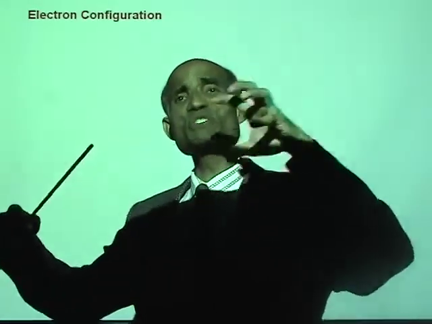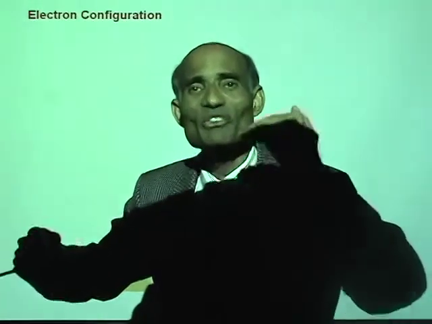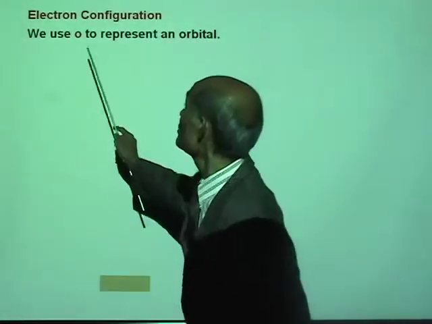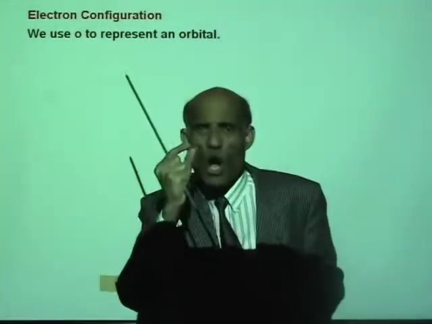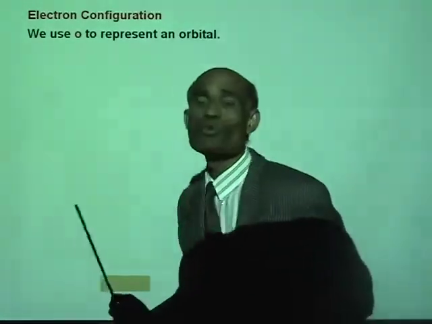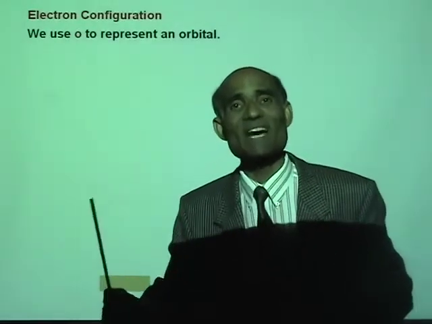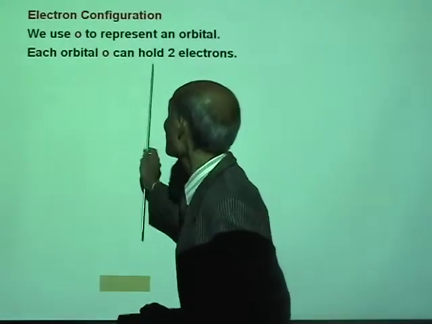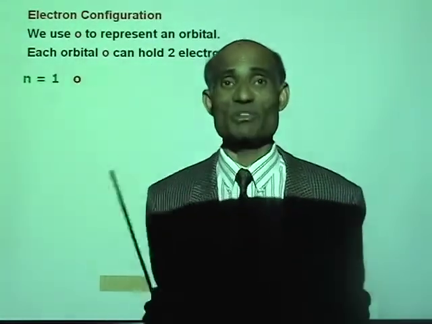Well, we will now use this concept to build what is called electron configuration. Now, what is the meaning of electron configuration? How are the electrons actually distributed around the nucleus? That is what we call electron configuration. Now, we use the lowercase o. Well, there can be many representations, but this red o will now be used to represent an orbital. Each orbital can hold 2 electrons.